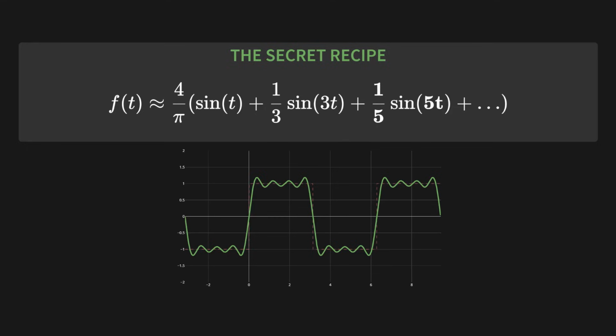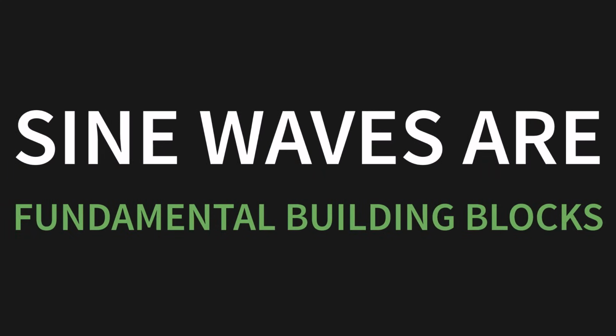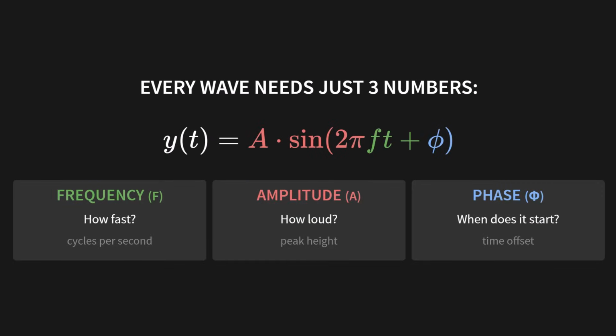Okay, that's a cool math trick, but so why do you care? Because of this. Sine waves are the fundamental building blocks of our universe. And what's amazing is that every single wave can be described with just 3 numbers. First, its frequency. How fast is it? Second, its amplitude. How loud is it? And third, its phase. When does it start?